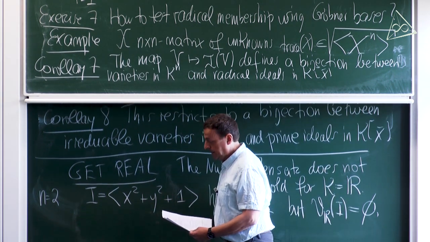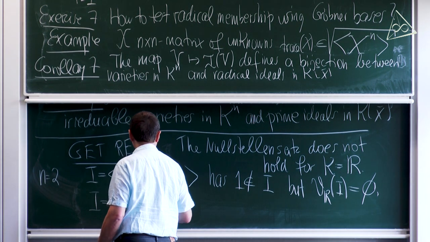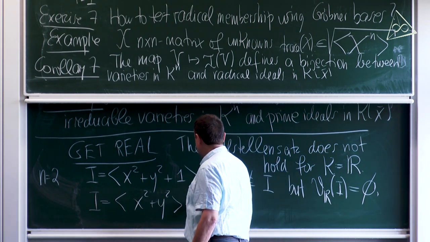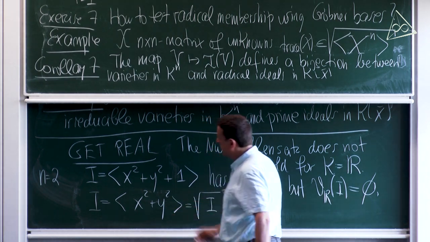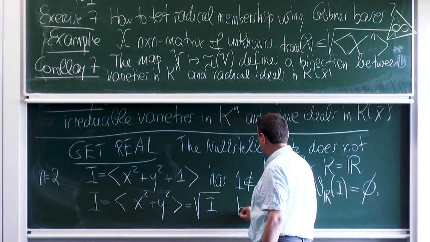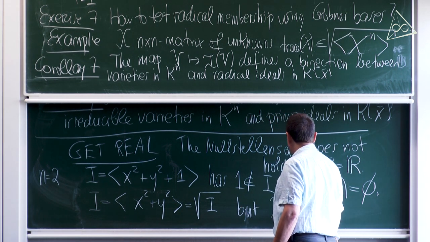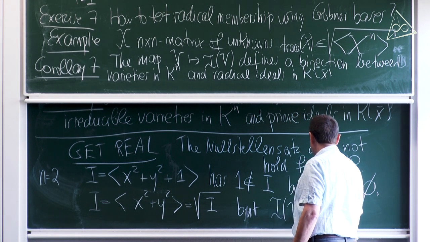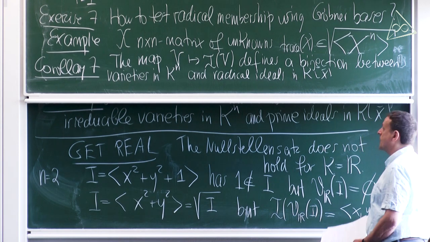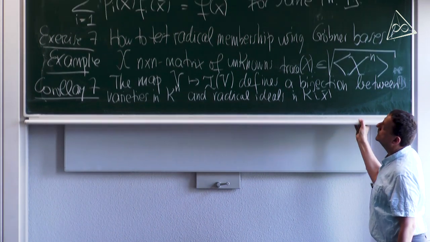And secondly, let's do another example. Let's look at x squared plus y squared. Well, that's an interesting ideal. That's a radical ideal; you can check that. It does have zeros. But if you look at the ideal of the real variety, it gets larger. The ideal of the real variety is the ideal generated by x and y. Let's put this up and discuss this.